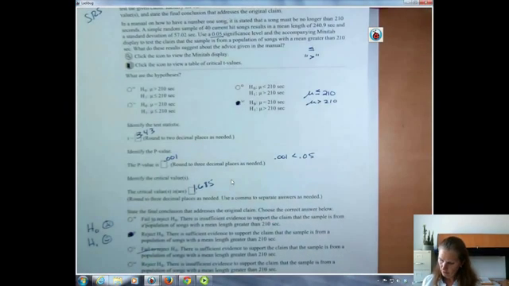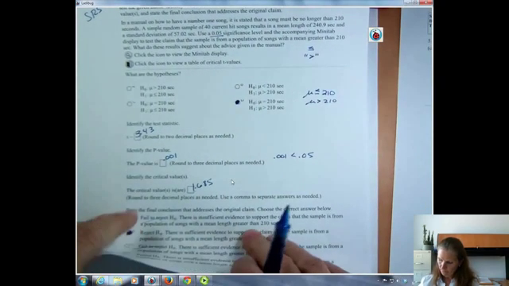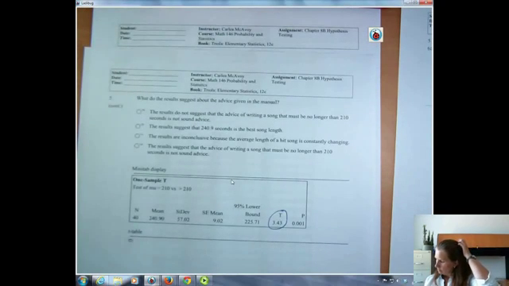Seems like there should be another part. Oh, here it is, right here. What do the results suggest about the advice given in the manual?